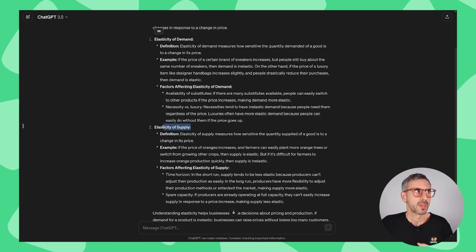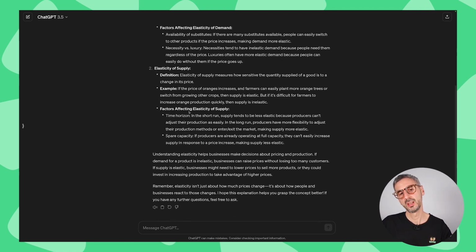Then I have the same explanation, I would say three parts with definition, example, and factors affecting the elasticity for the supply. So I have demand and supply, and it's nicely structured into these different paragraphs. I believe this was a very good explanation for having studied elasticity of supply and demand when I was in my econ classes. I think it would have been very useful to have this kind of technology back then to simply ask questions, because sometimes when you come across the material in your class and the teacher is there in front of 200 people and it goes fast, maybe you don't get it exactly like that.